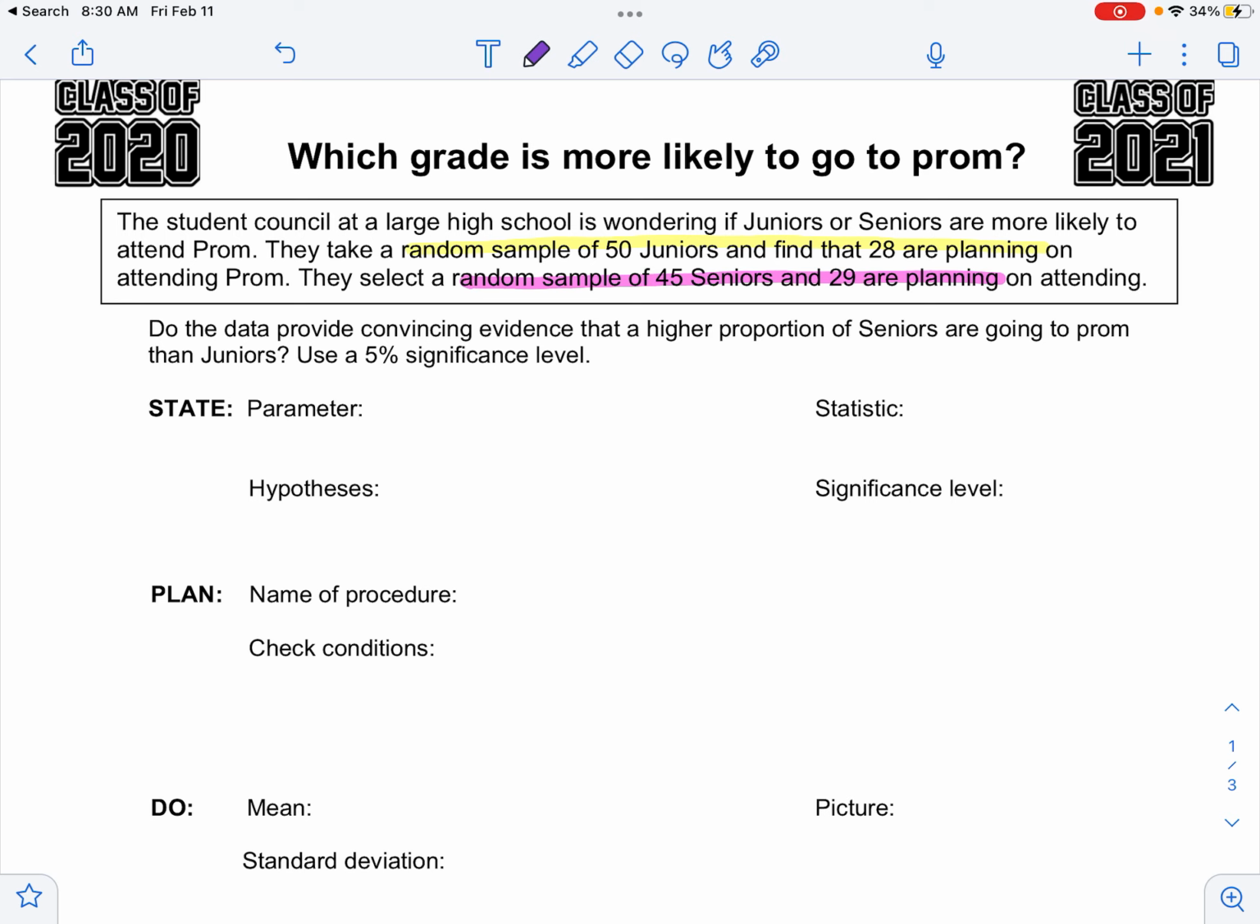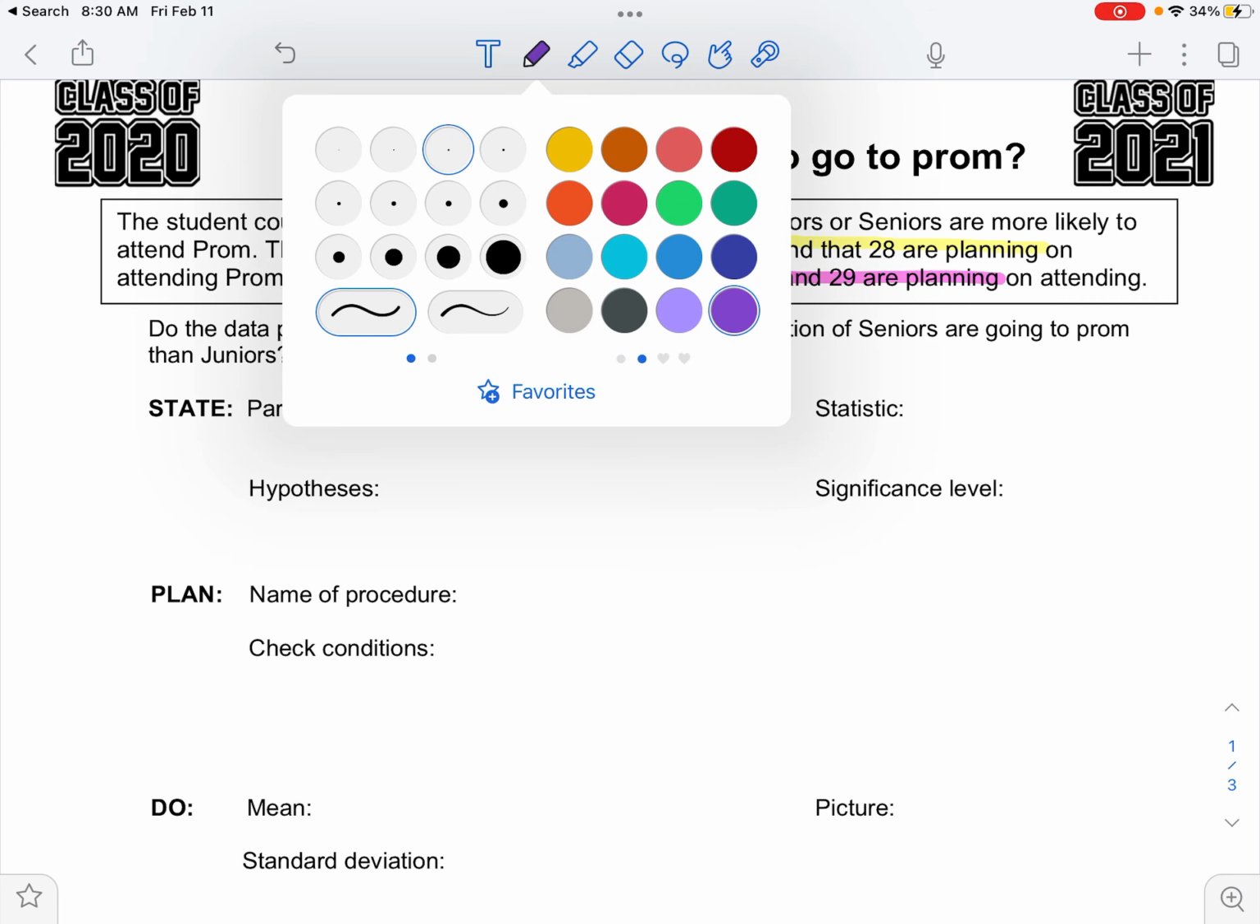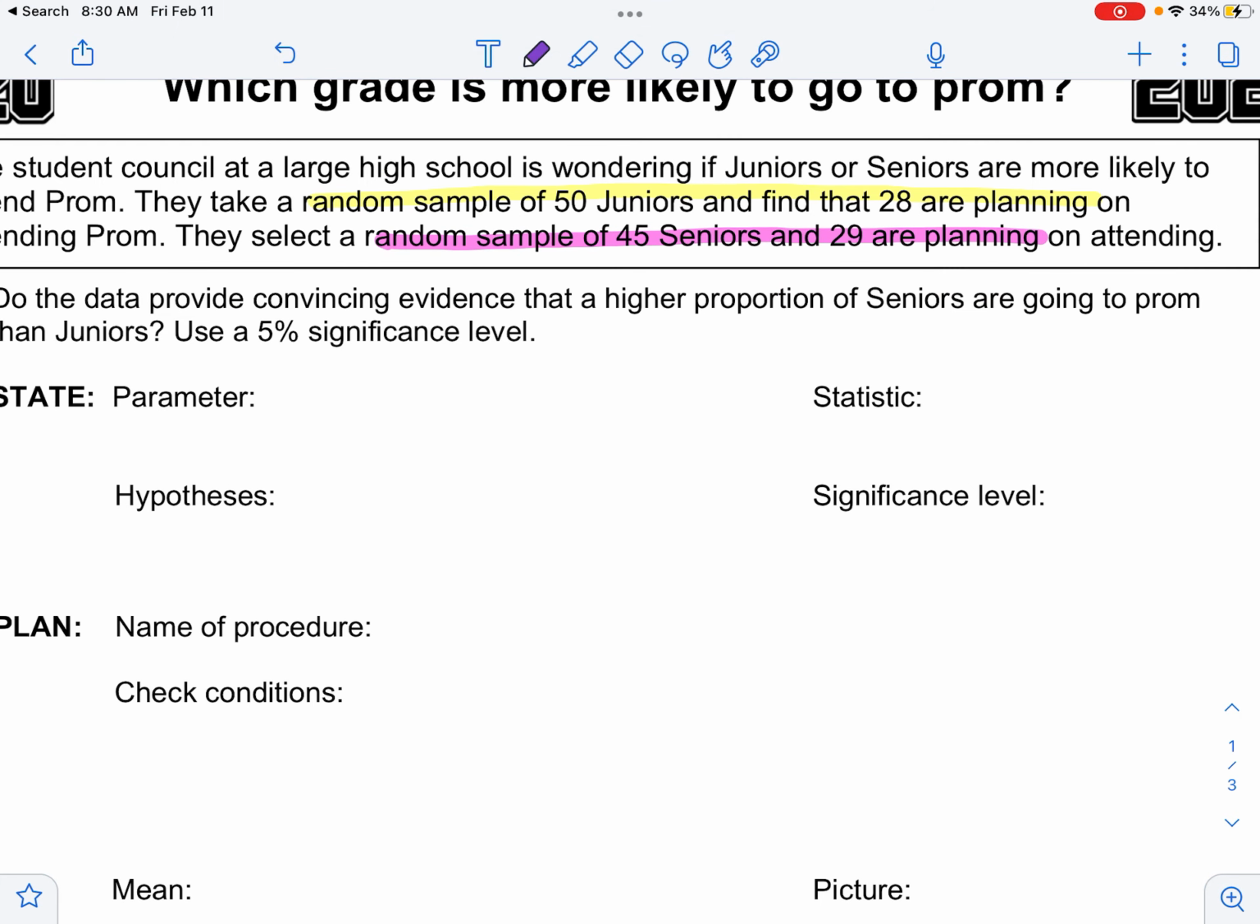I'm going to say P1 is juniors. And so P hat 1 is going to be 28 out of 50. And P2 is seniors. So P hat 2 will be 29 out of 45.